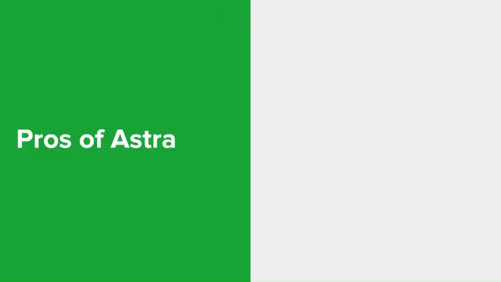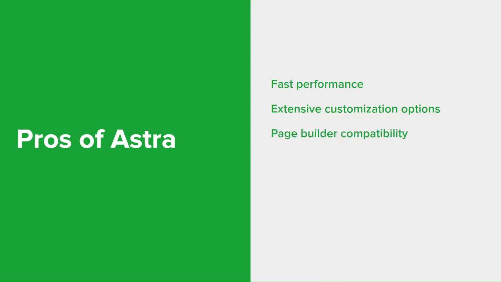So now let's talk a little bit about the pros and cons of Astra. For pros, it's really fast performance. Astra is one of the fastest WordPress themes available thanks to its lightweight design and efficient code. It offers a wide range of customization options, even the free version, that allows you to create a website that perfectly reflects your brand and your style.